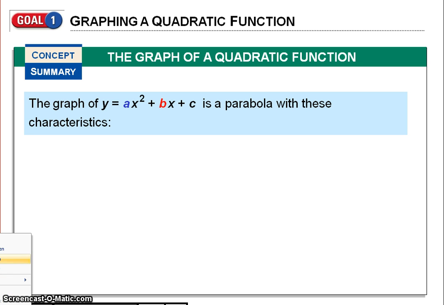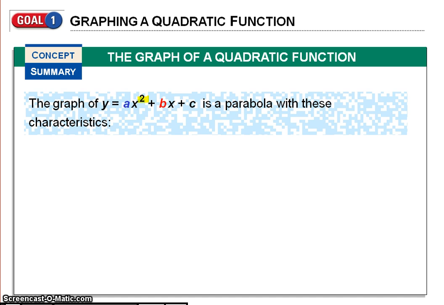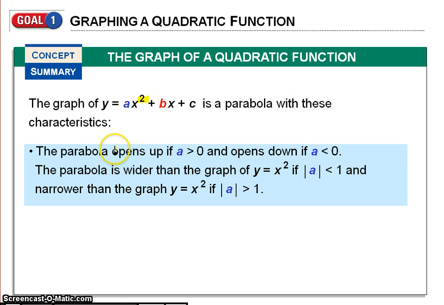So quadratic functions, as you know, are functions that are degree 2, and they have the characteristics where the graph opens up if a is bigger than 0 and down if a is less than 0. So a is the coefficient of the x squared term. And the graph is wider if a is a fraction between 0 and 1, and narrower if a is bigger than 1, like a 2 or a 3, because you have this sort of shrink and stretch going on.